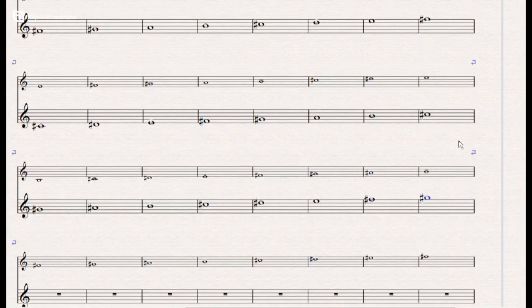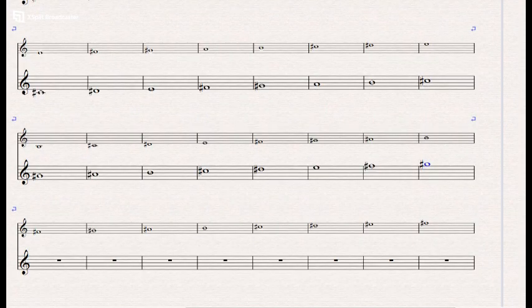I think I need to scroll down a little bit so you can see this next scale. Yes, there we go. So we have an F sharp major, and 1, 2, 3, 4, 5, 6. The relative minor is going to be a D sharp minor.